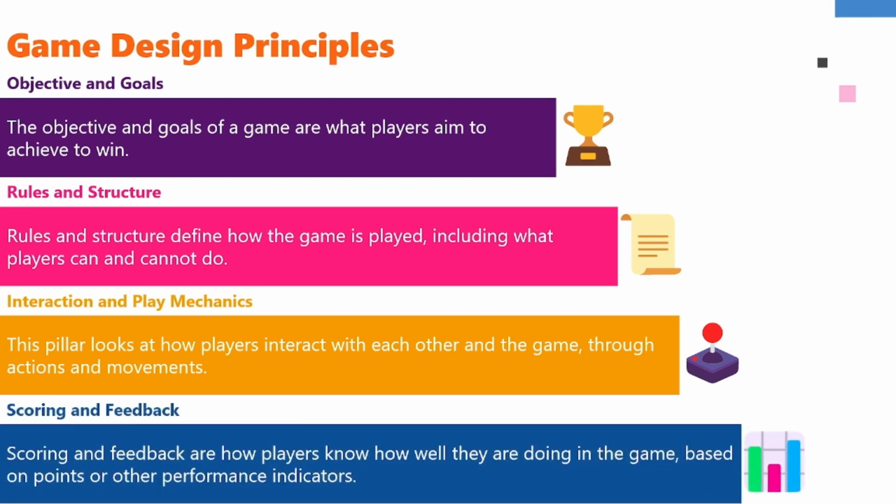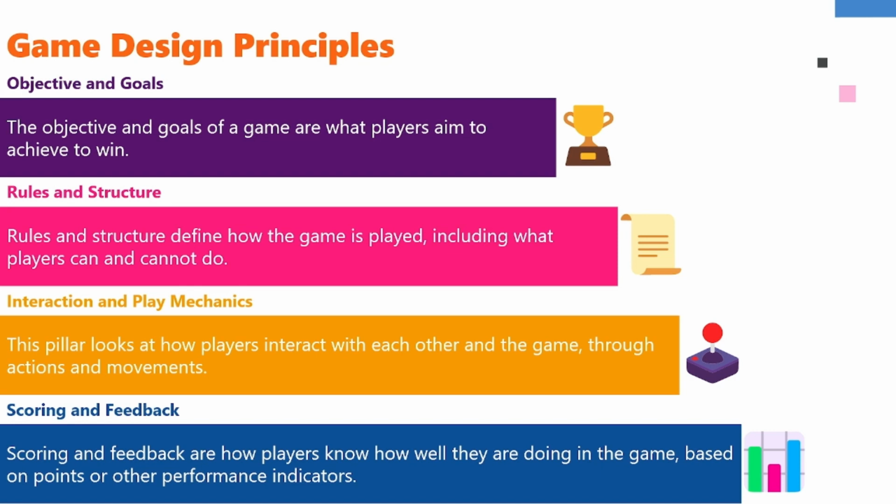And then last but not least, we have our scoring and our feedback, Corla. Yeah, so the scoring and the feedback are how the players know how well they are doing in the game, and it's based on the points or other performance indicators. Yeah, exactly, right? So this is our feedback. This is telling our player, okay, this is what you're doing correctly. Yeah, it's called like a positive feedback loop.